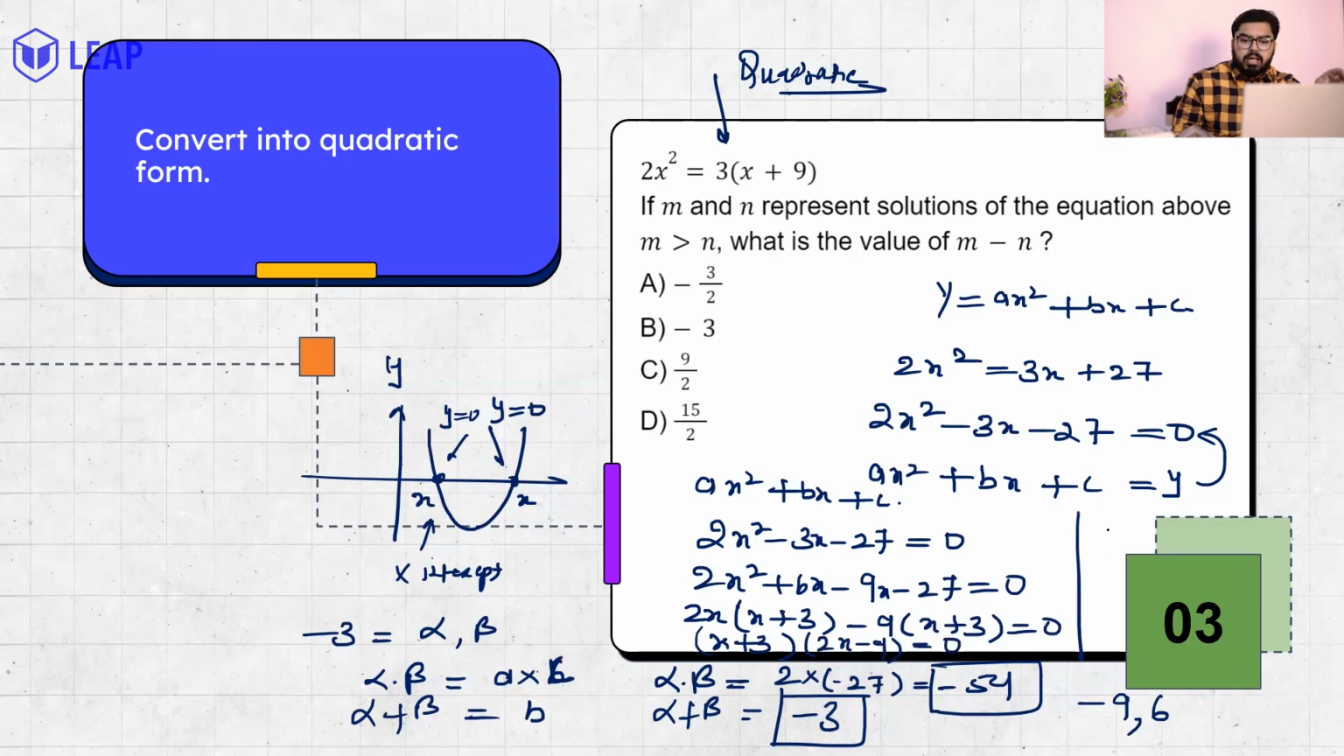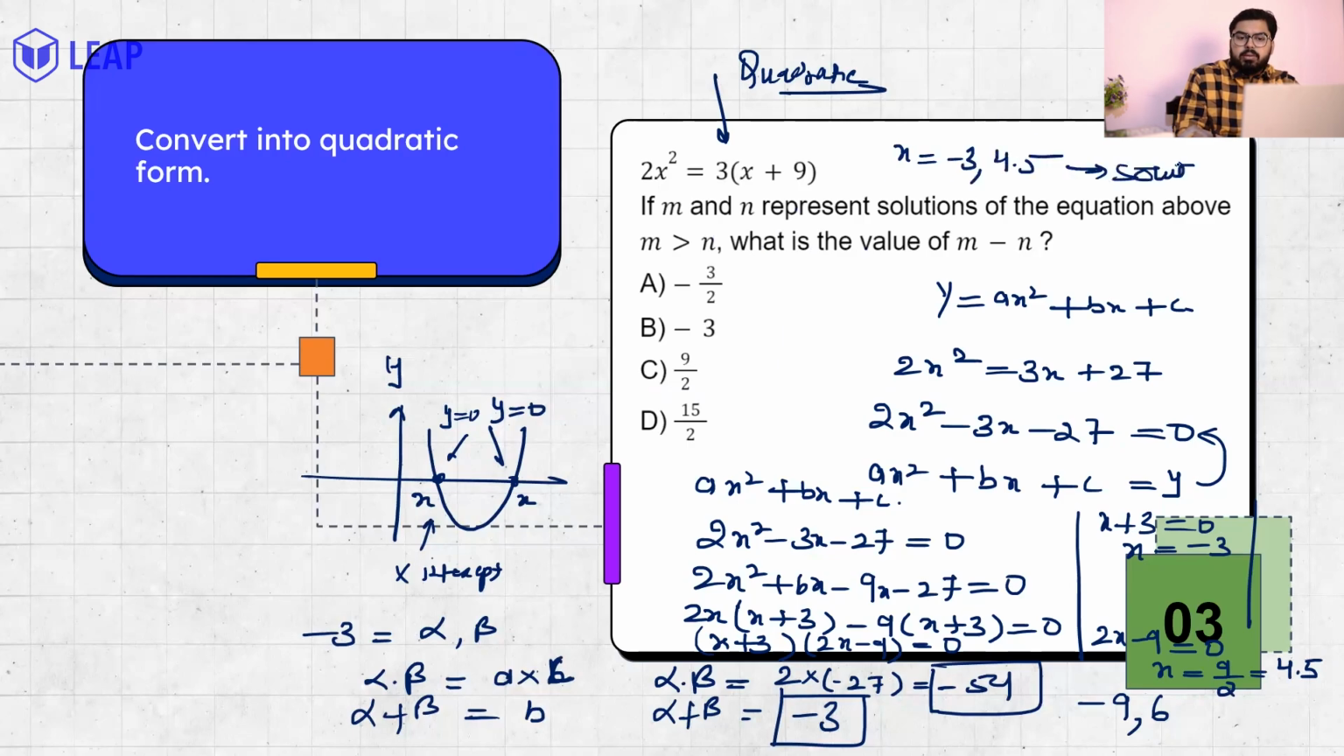So one time x plus 3 can be equal to 0, meaning x equal to -3, right? And another time 2x minus 9 can be equal to 0, meaning x equal to 9 by 2, which is 4.5. So we have got two values of x, -3 and 4.5. This is nothing but your solution. Because the y value at these values of x is 0, they are also known as solutions or x-intercepts. Okay, so this is your x-intercept, right?